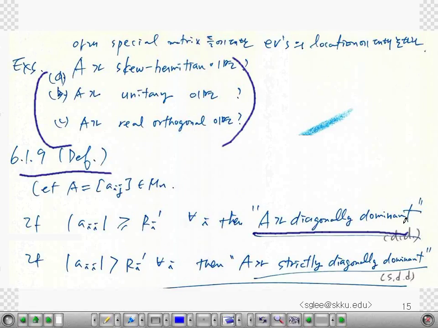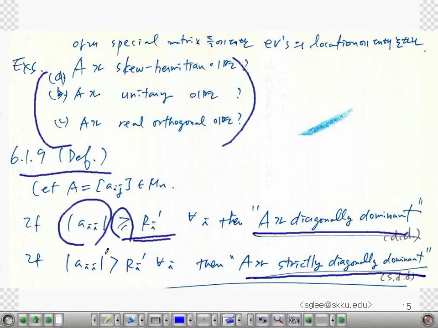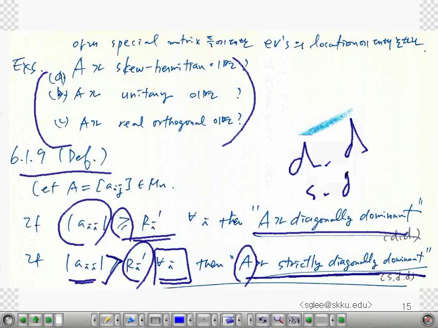This is the definition. A is diagonally dominant means all the diagonal entries dominate the deleted row sum. And A is strictly diagonally dominant is just with a strict inequality. The absolute value of a diagonal entry strictly dominates the deleted row sum for all i's. Then we call this matrix strictly diagonally dominant. Okay, so we have the diagonally dominant and strictly diagonally dominant definitions.